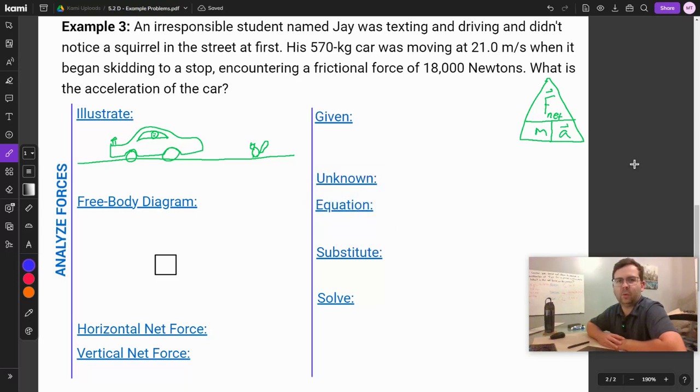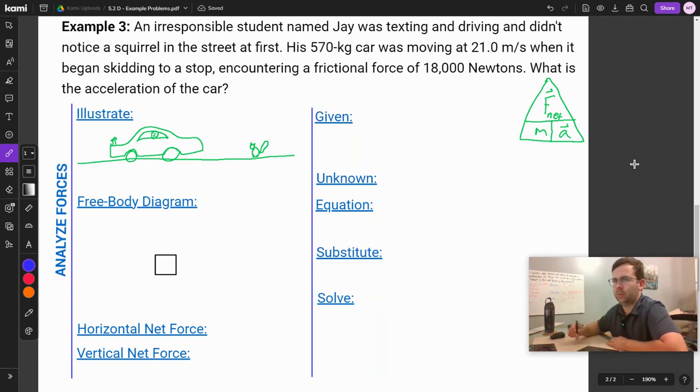Hi, in this video, we're going to be looking at more examples of solving word problems involving Newton's second law. So in this case, we have an irresponsible student named Jay who was texting and driving and didn't notice a squirrel in the street at first. His 570 kilogram car was moving at 21.0 meters per second when it began skidding to a stop, encountering a frictional force of 18,000 newtons. What is the acceleration of the car?